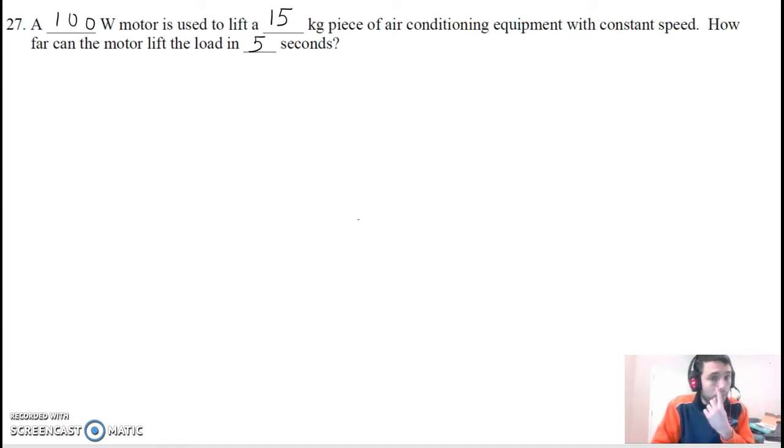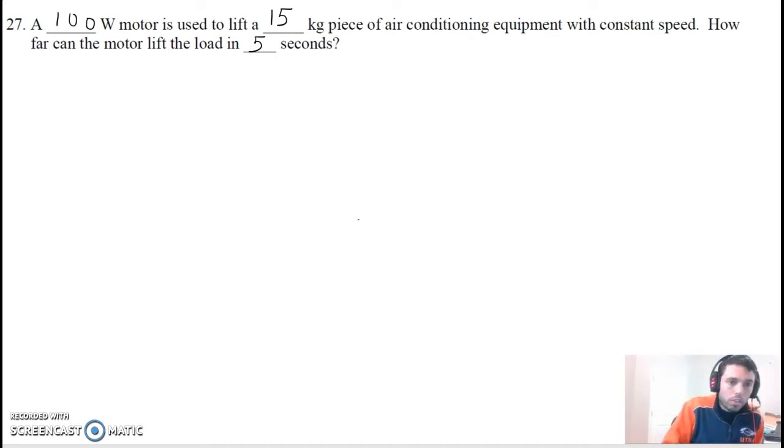I'm gonna do number 27 to 29 from the packet. So let's do 27 first. This one is a problem with power, which you've only very briefly mentioned in class because of time constraints. So let's do this one with power in it. There's a 100 watt motor. Remember, watt is units for power. A 100 watt motor is used to lift a 15 kilogram piece of air conditioning equipment with constant speed. How far can the motor lift the load in 5 seconds?